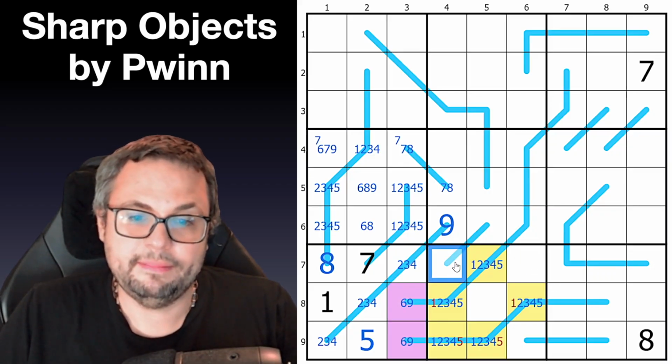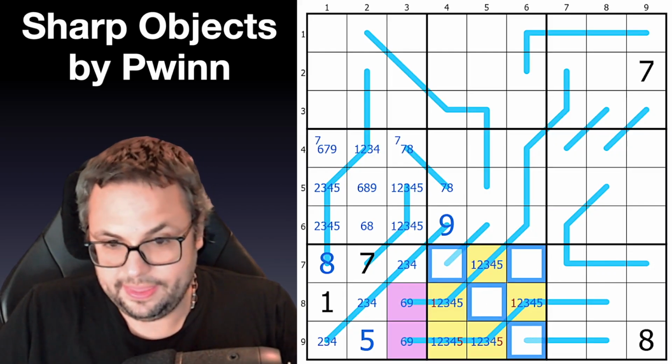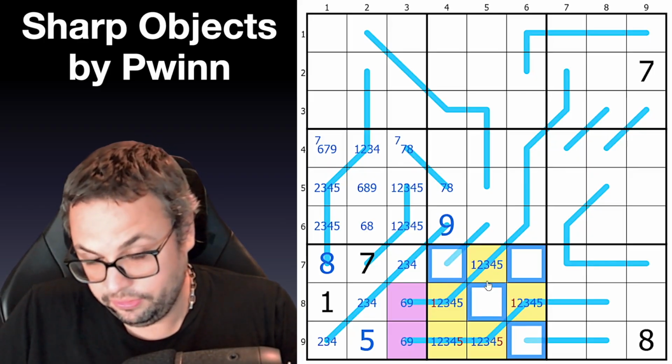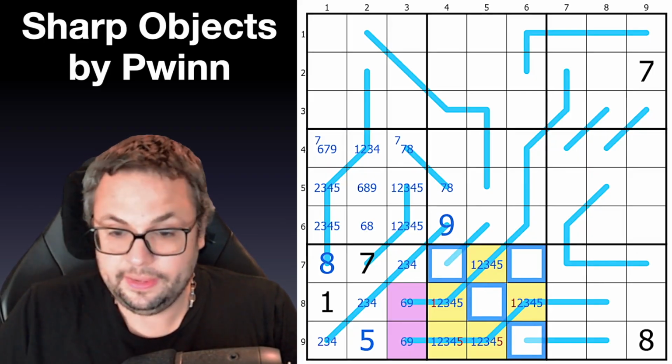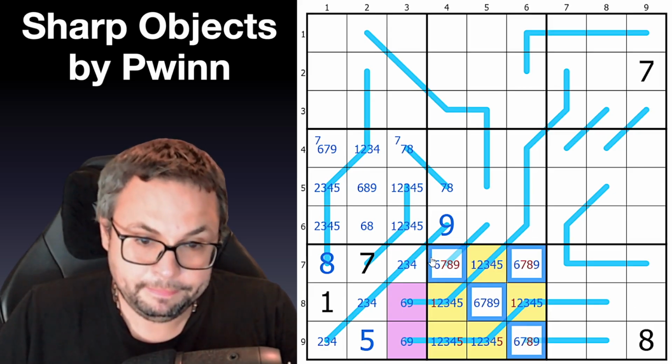We can do exactly the same thing in this box, where we can say, okay, these digits are now, because we've got 1, 2, 3, 4, 5 as a quintuple in the other cells, these are 6, 7, 8, 9.